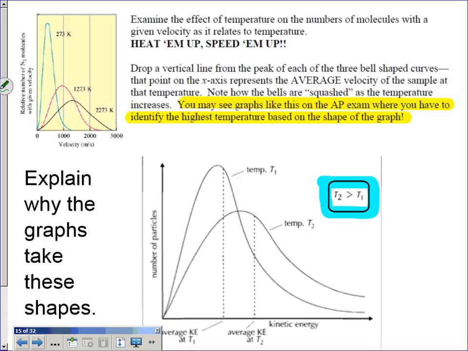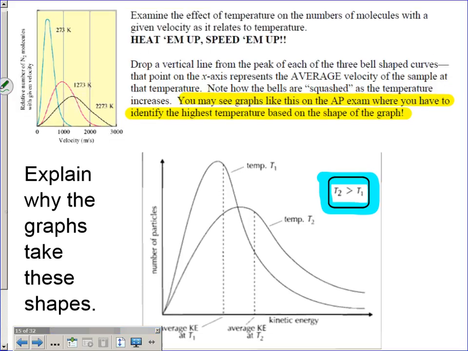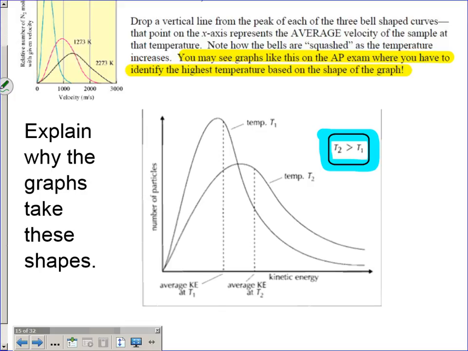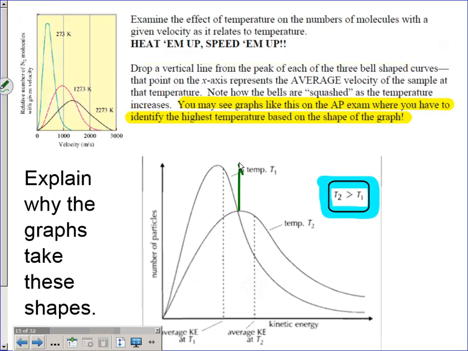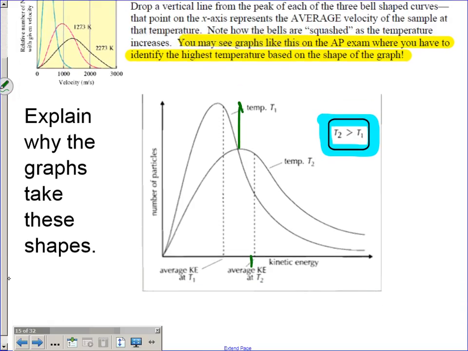Okay, so I have one more calculation. Oh, I kind of just showed you that. Temperature 1, temperature 2, which is greater? Temperature 2 because of the higher average. Higher average. Okay, and then I got to get to grams here.